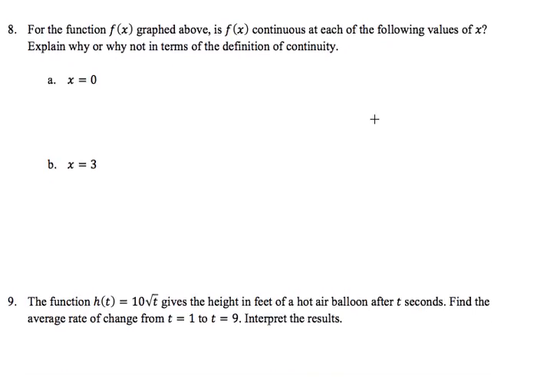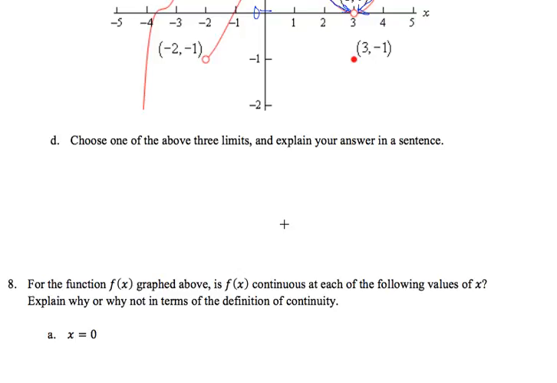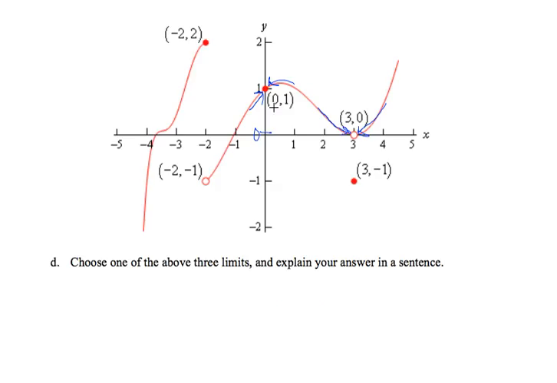Okay, then for part 8, same graph. For the function graphed above, is f continuous at these two values of x, 0 and 3? Why or why not in terms of the definition of continuity? So let's start with x equals 0. If you look at the graph, it is continuous at 0. The function just goes along, it's the continuous dot there. Really, there's no reason to even have a dot there, it's just the way they drew it. And it just keeps going, right? You can draw it without lifting your pencil, there's no holes, no breaks, no jumps, or anything.